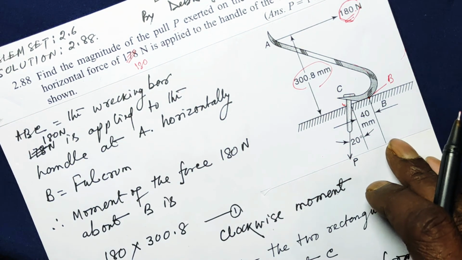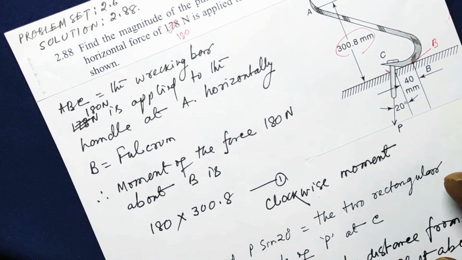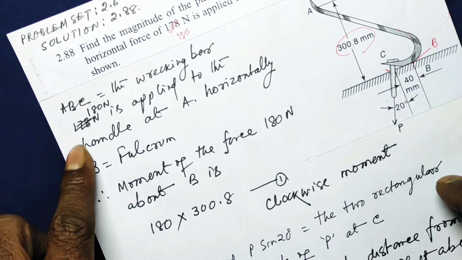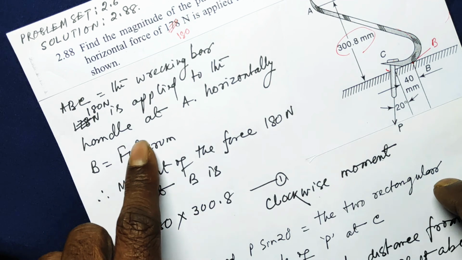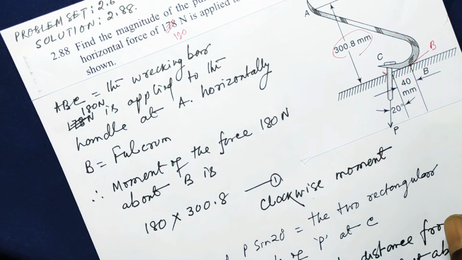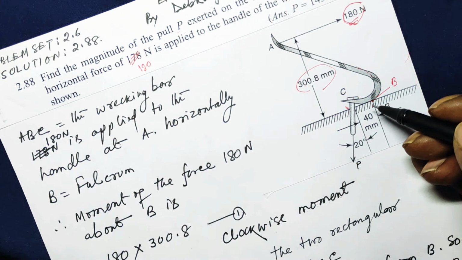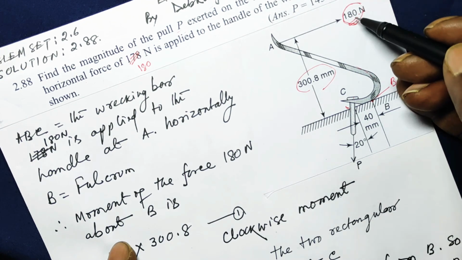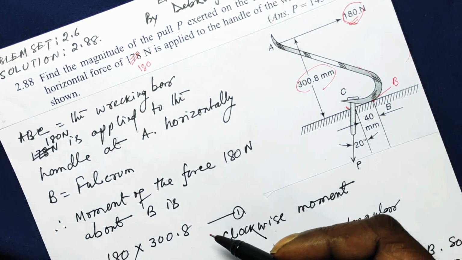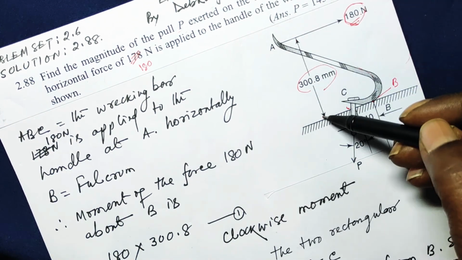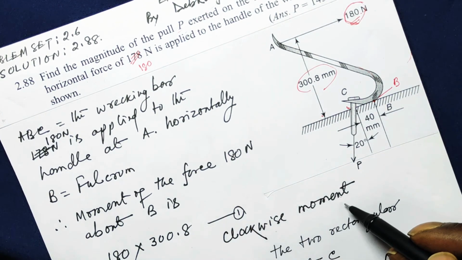So now look, ABC is the raking bar. 180 Newton is applied to the handle at A here. B is the fulcrum about which the raking bar turns due to the moment of this force, 180 Newton. So 180 Newton into this perpendicular distance is a clockwise moment.